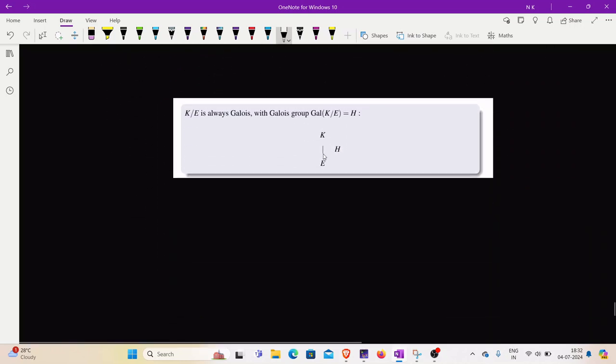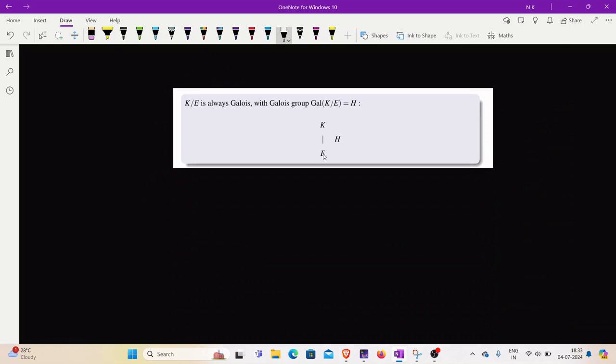Okay, now let's move to the next point. Now we are going to prove that every sub-extension of a Galois extension is Galois. Firstly, we'll prove that K is a Galois extension of E, and then we'll prove that E is a Galois extension of F under some condition. So firstly, let us try to prove that K is a Galois extension of E.